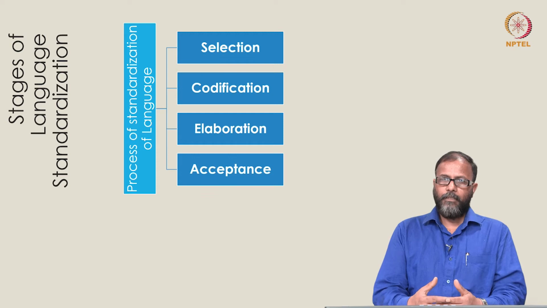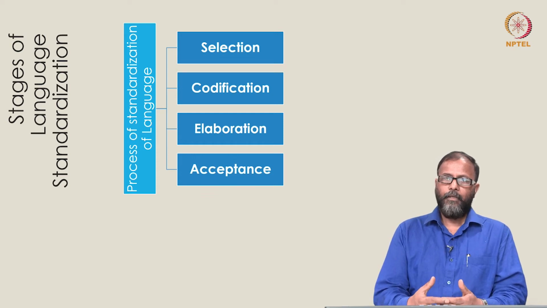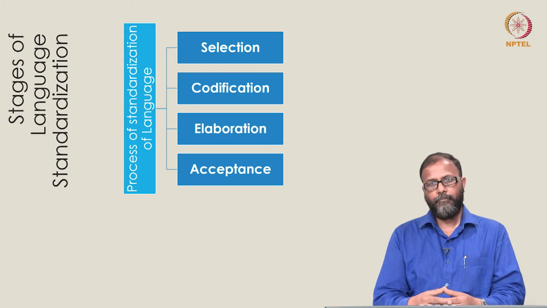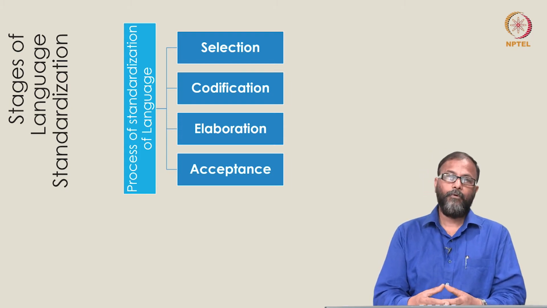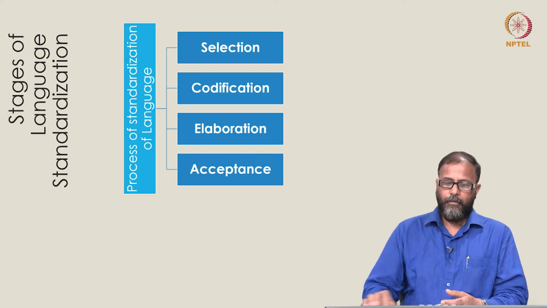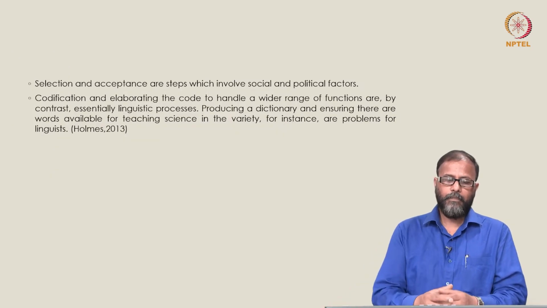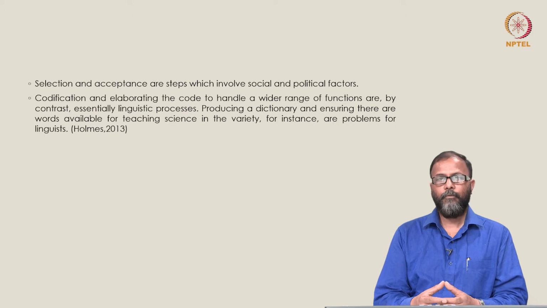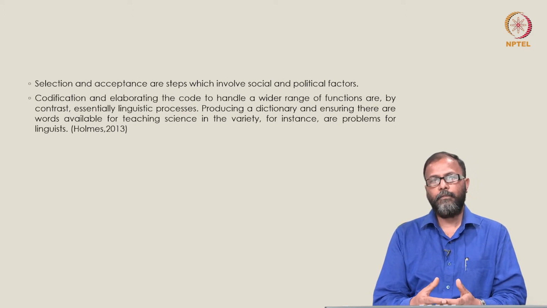So there are 4 stages involved in the process of standardization of a language. And all of these 4 are interrelated, interdependent. They are not independent processes, and they go in that sequence, right? So the first is selection. If you look at selection, selection and acceptance are steps which involve social and political factors.